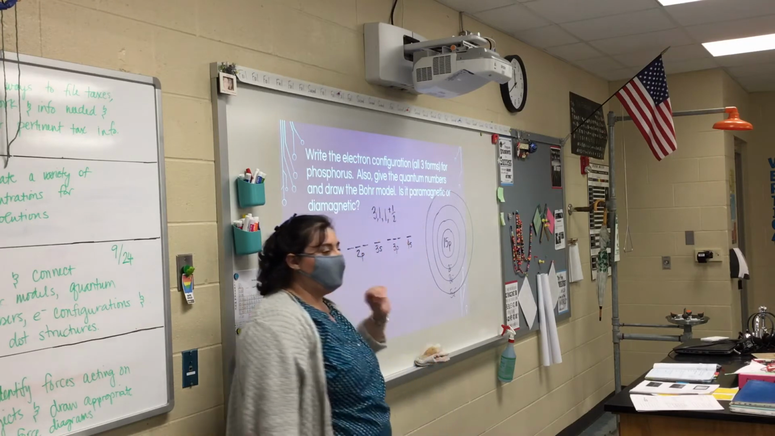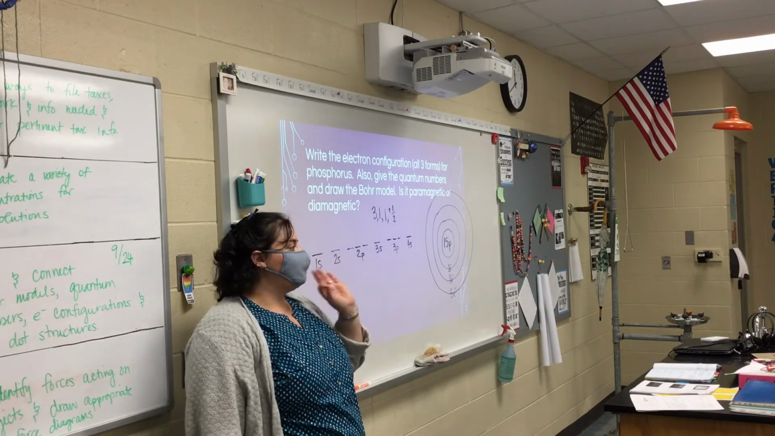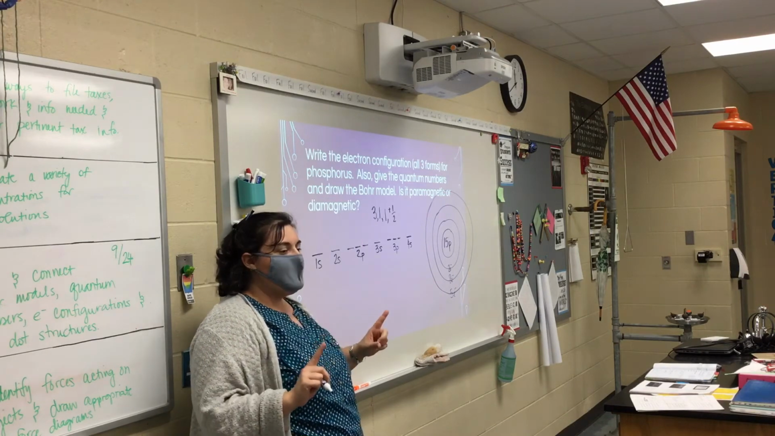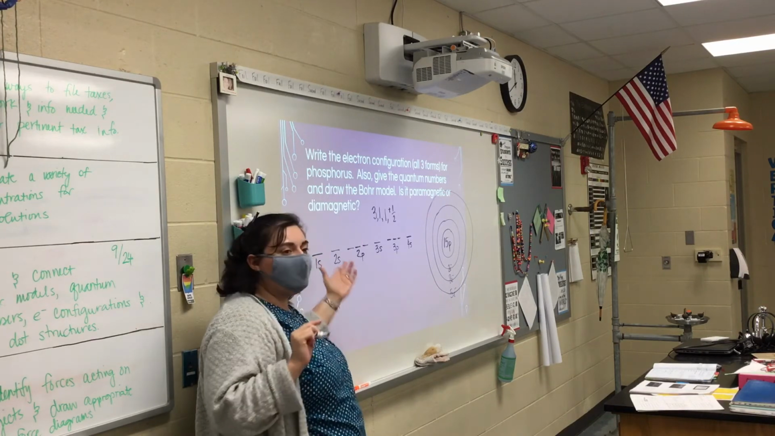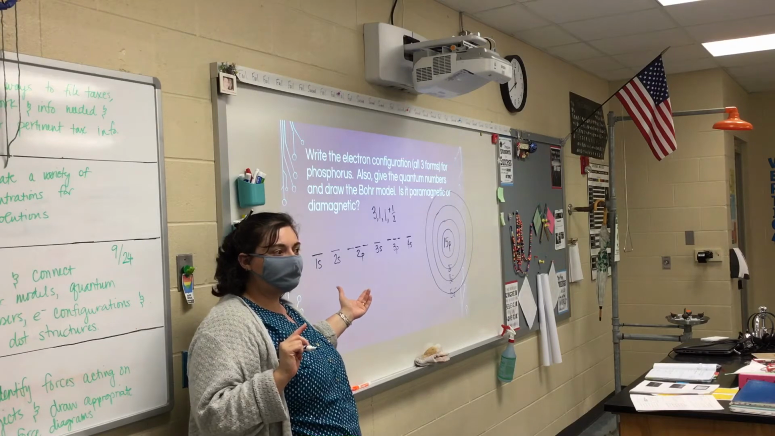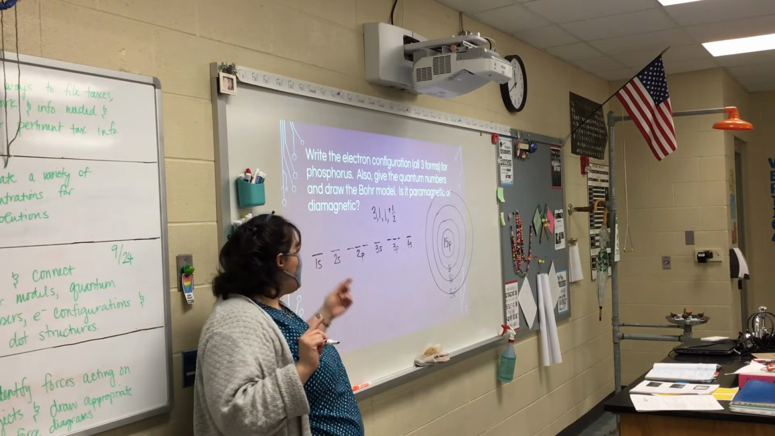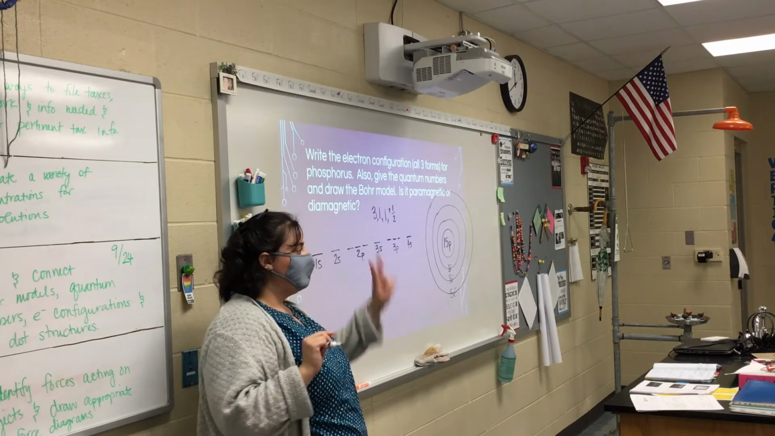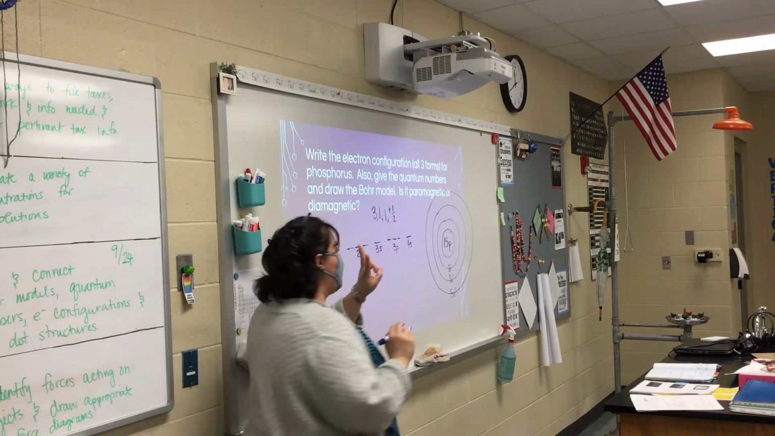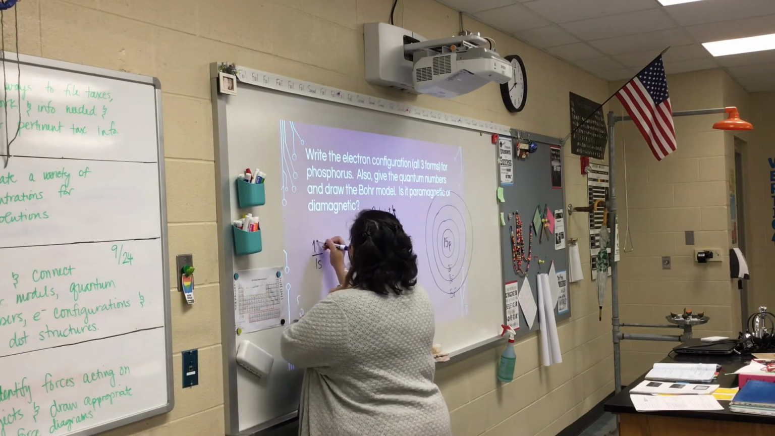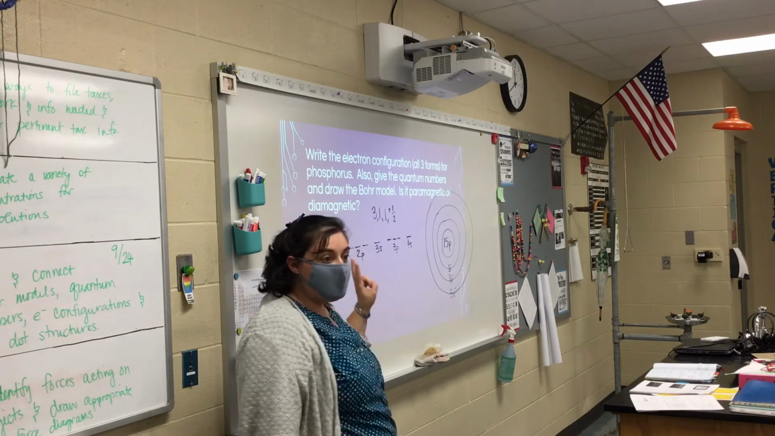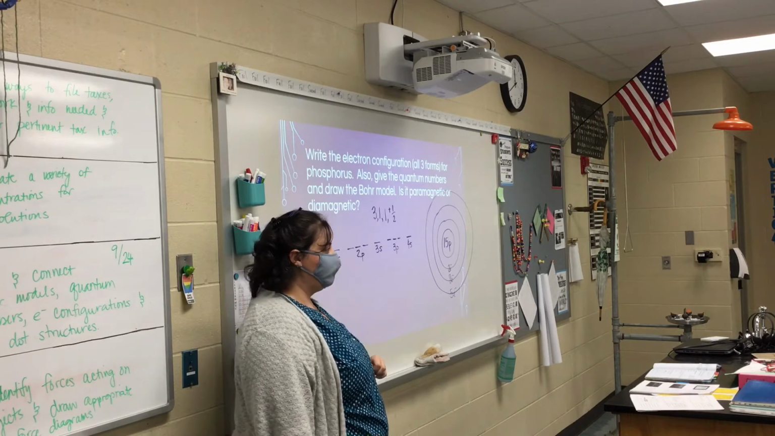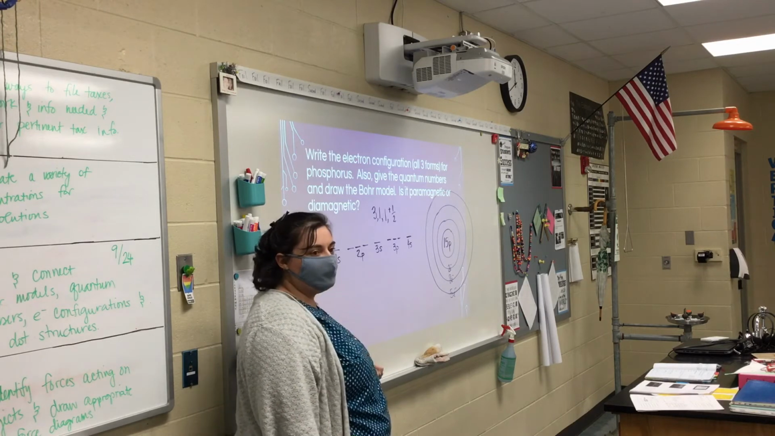Now, orbital notation is the arrows. Orbital notation is the arrows. So I have 15 arrows. 15 arrows. How many electrons go into a 1s orbital? 2, right? So I'm going to put one arrow up, and I do half arrows because they're easier to draw. So I have 2 electrons in my 1s orbital. I have one up, and I have one down.